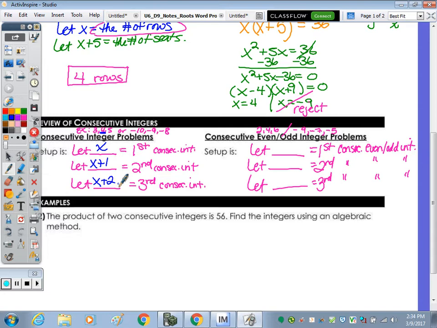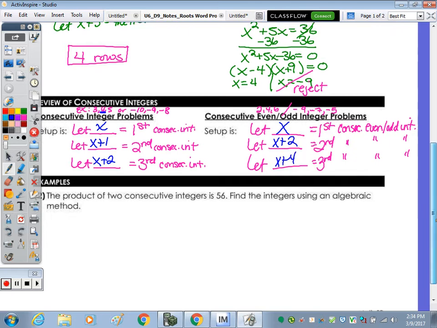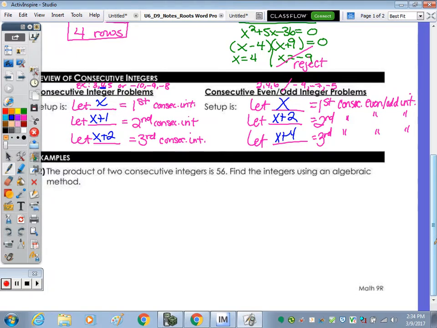So if x is the starting, what's the next one that follows? Michelle? X plus 2 then. X plus 4. Good. So down at the example, we've done these already in linear equations, in that unit with word problems. Now it's going to be different. Instead of adding the numbers, product means we're going to multiply, and we'll end up with an x times x to give us the x squared.